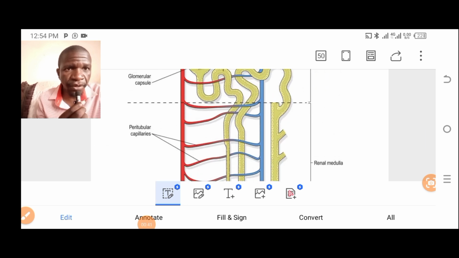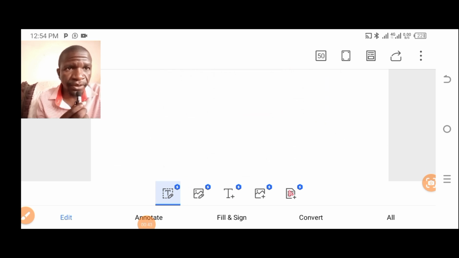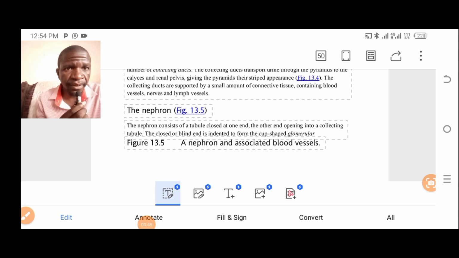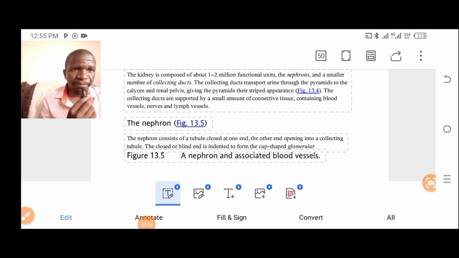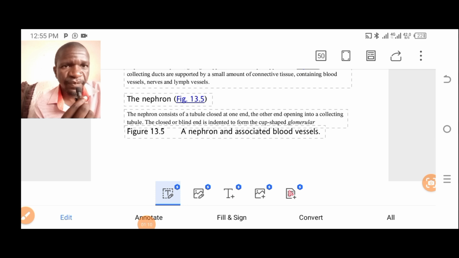This is our nephron. So what is a nephron? The nephron consists of a tube closed at one end and the other end opening into a collecting tube. The closed or the blind end is indented to form the cup-shaped glomerular capsule.